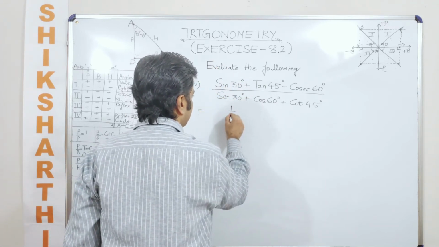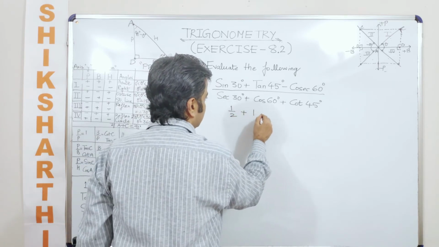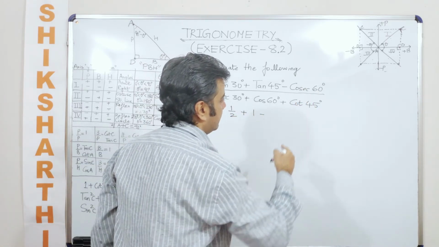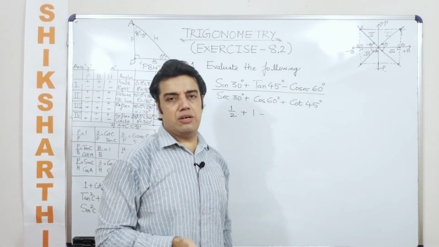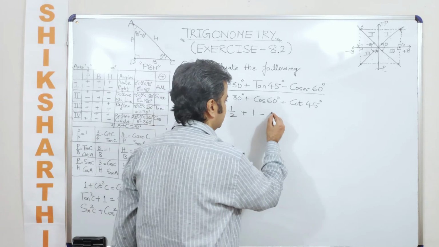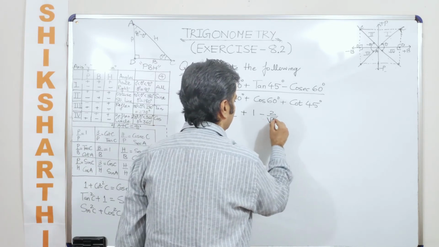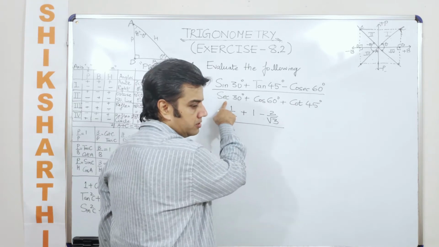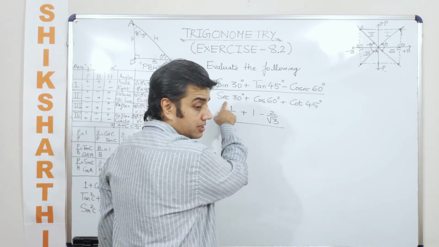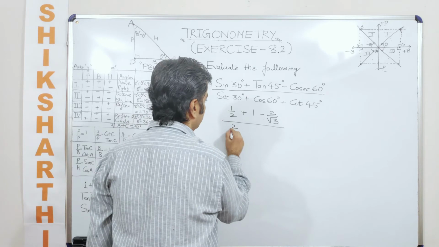So can I say sine 30 degrees is half, tan 45 degrees is 1, minus cosec 60 is just like saying reciprocal of sine 60. How much is sine 60? Root 3 by 2. So can I say this can be written as 2 by root 3? Yes. Finally, now the denominator. How much is cos 30? Cos 30 is root 3 by 2. Reciprocal of that is 2 by root 3.